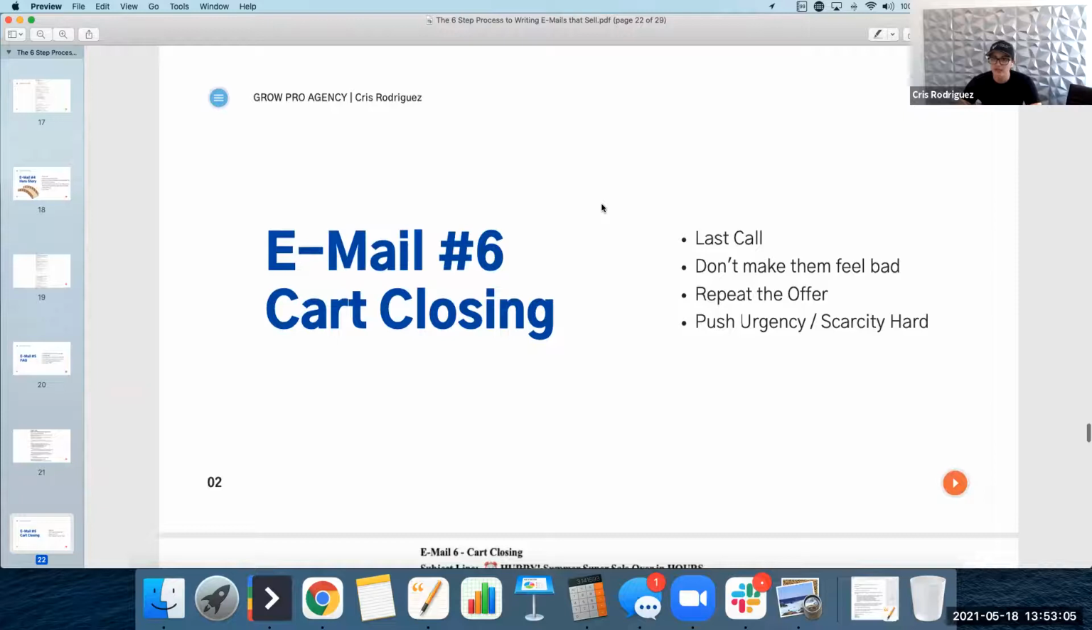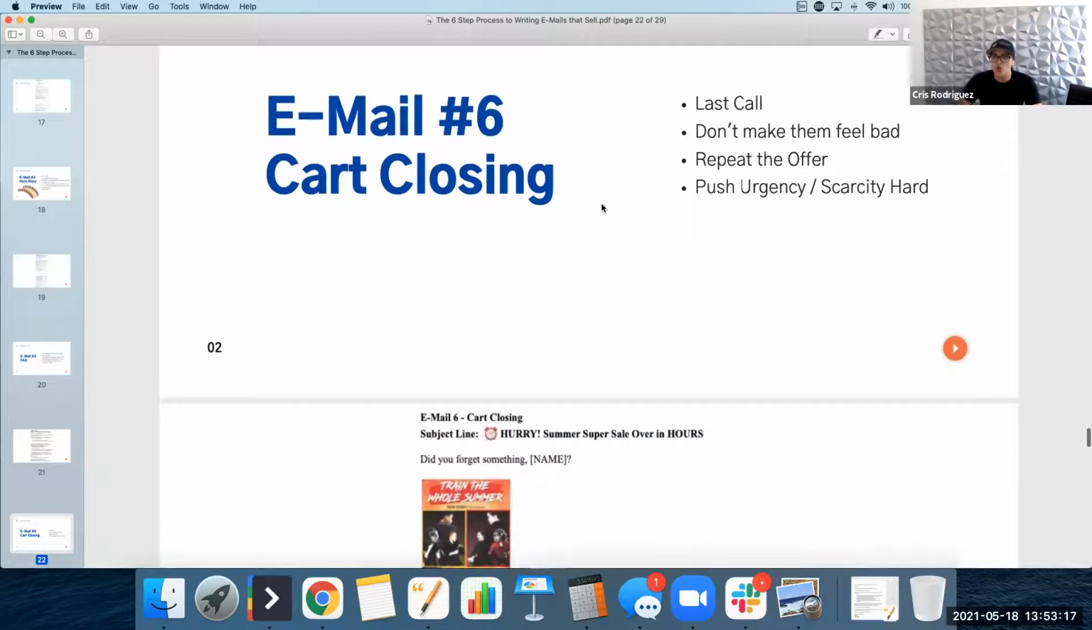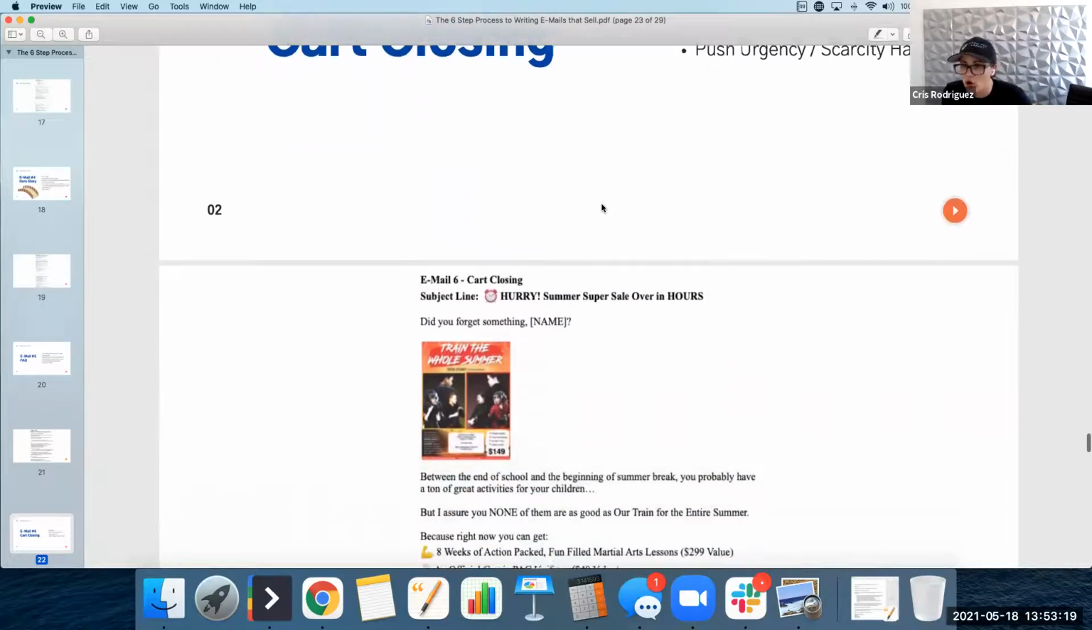Last up, email number 6, the cart is closing. So this is the final email, last call. I think sometimes people can get in a habit of making the prospects feel bad. So don't make them feel bad that they haven't taken the offer. Okay, we're just going to repeat the offer, and we're going to push urgency and scarcity hard.